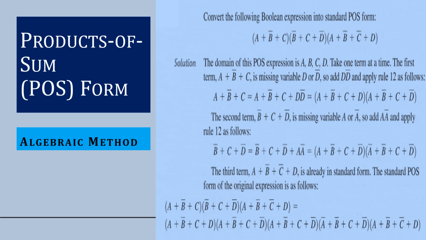bar. Then in the second term, a is missing. So we'll get two terms using this: a plus b bar plus c plus d bar, then a bar plus b bar plus c plus d bar. And in the last term we have all the variables in the domain. So finally, adding all these terms, we will get the final expression.